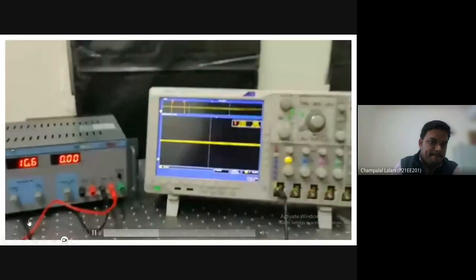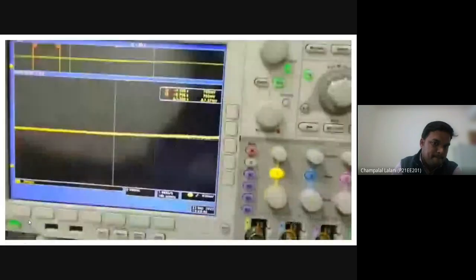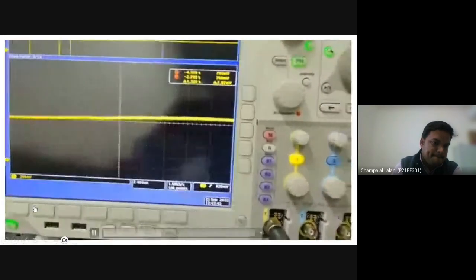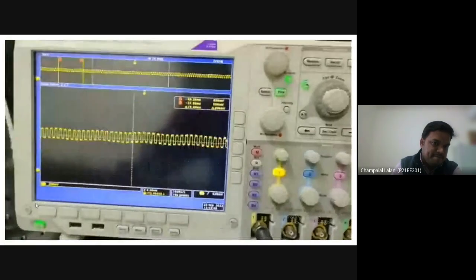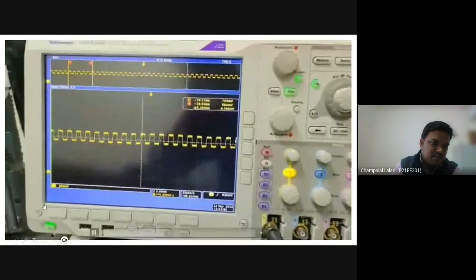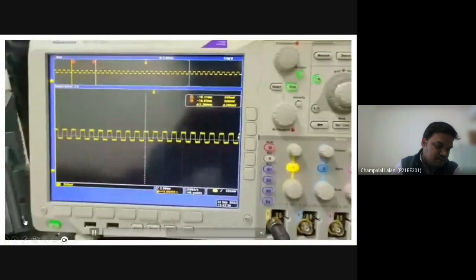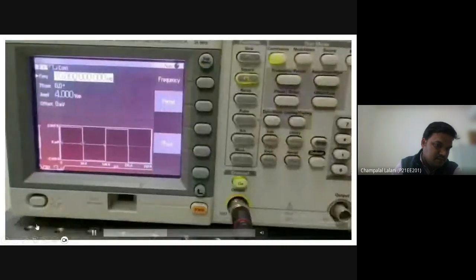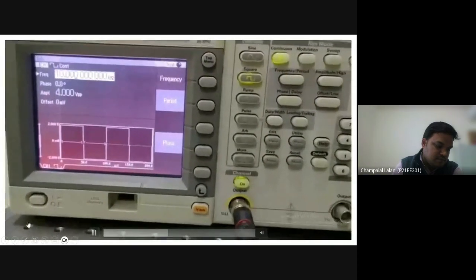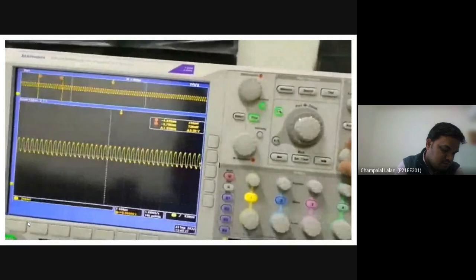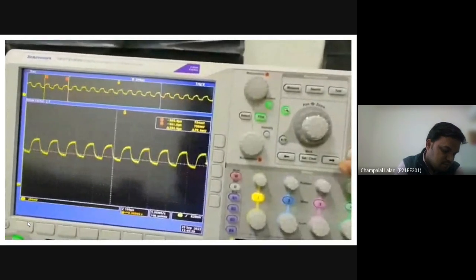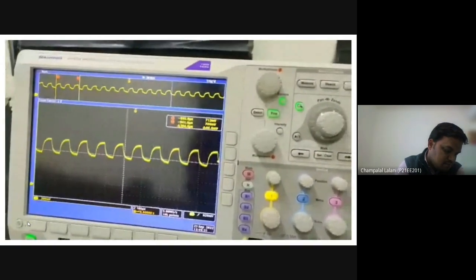Now we will see the output in the CRO. For this, we have to set the time scale from seconds to milliseconds. We can see a little bit of disturbance here. To understand this more clearly, let's set the input frequency at 10 kilohertz. Now, again setting the time scale, we can see a change in shape at the output. This shape change occurs at 10 kilohertz due to the limitation of the photodiode.